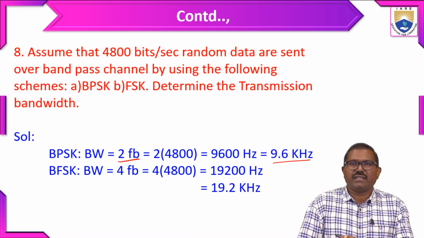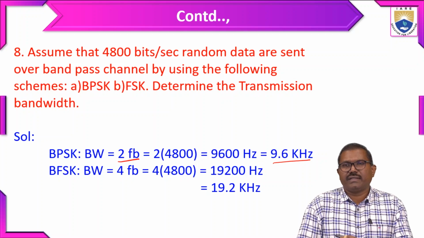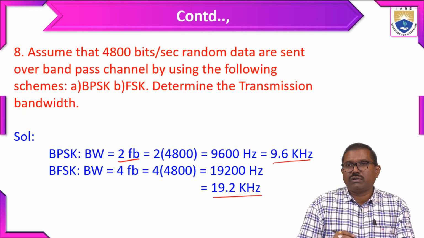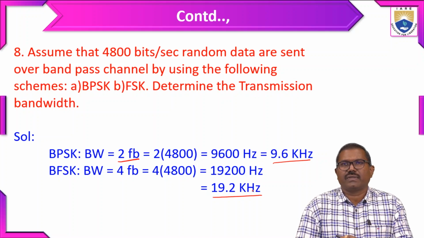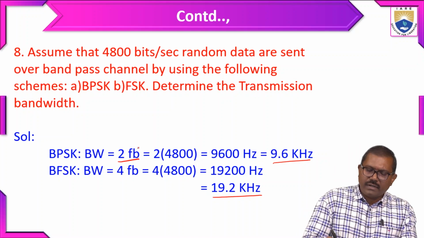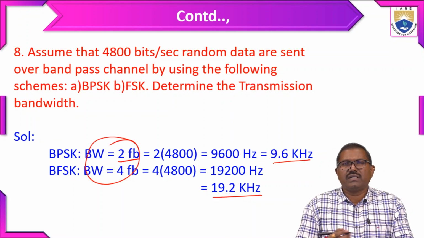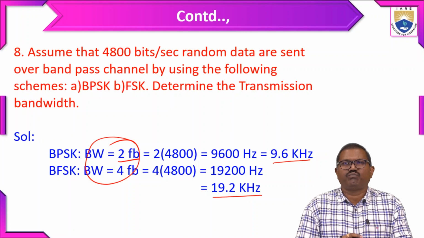Whereas for FSK, the bandwidth is 4FB. So 4 into 4800, so it is 19.2 kilohertz. Okay. So when you know the bandwidths of BPSK, BFSK, you can easily find the answer.